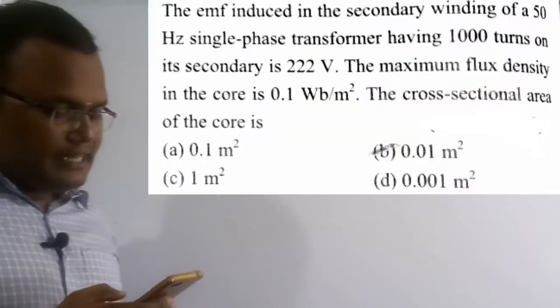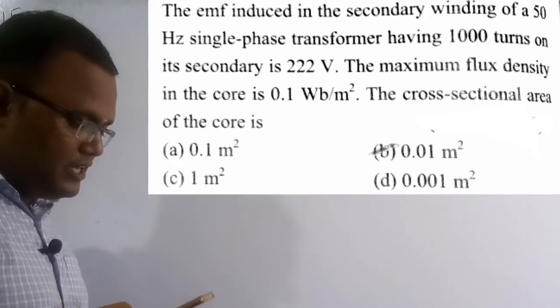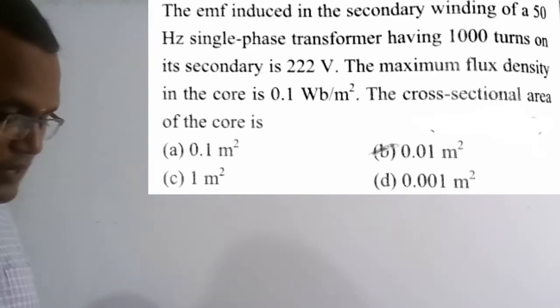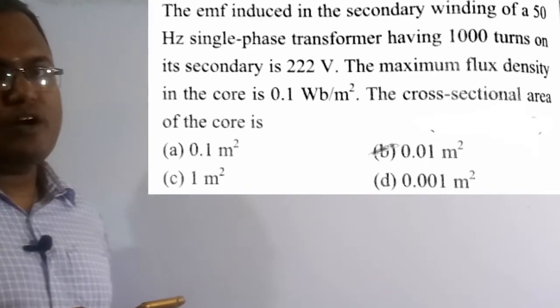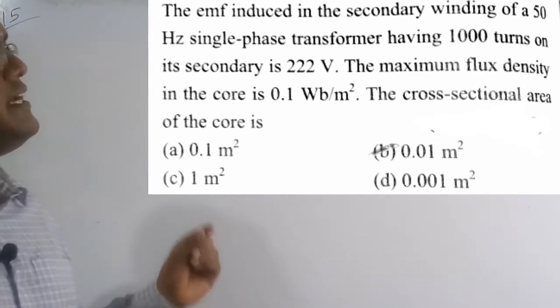See the question here. The EMF induced in the secondary winding of a 50 Hz single phase transformer having 1000 turns on its secondary is 222 volt. The maximum flux density in the core is 0.1 Weber per meter square. The cross sectional area of the core is. So basically this is a transformer.